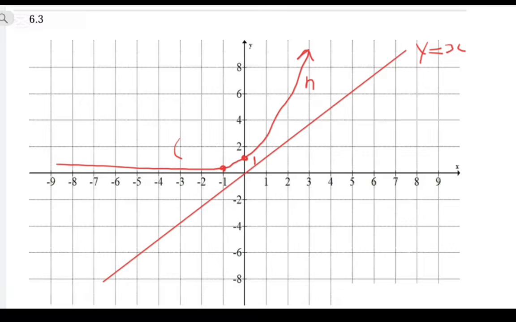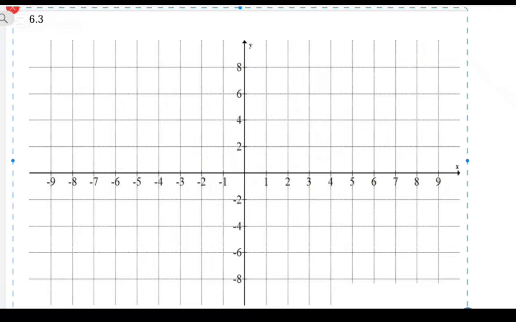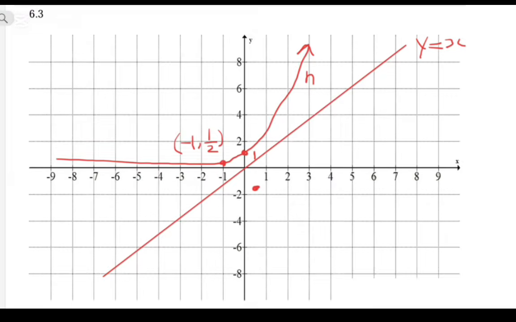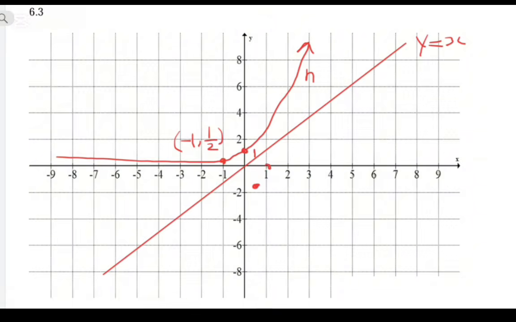Remember, this is the same as negative 1 and 1 over 2. And then when we are looking for the inverse, we're just going to reverse this. It means our point is going to be a half and negative 1. So it's going to be somewhere here. And then this one is going to be, for this one that is there. And then the inverse is going to go somewhere there, somewhere there.